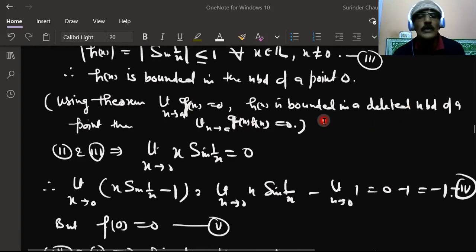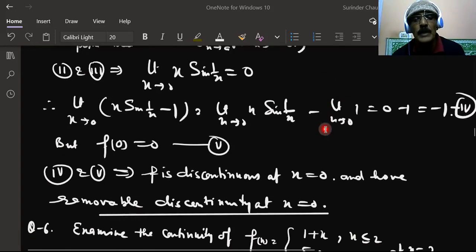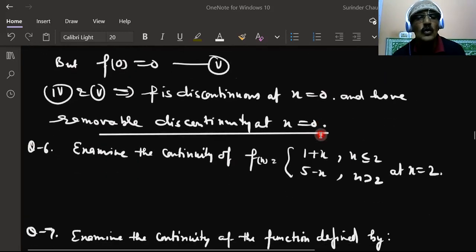This is not continuous; it is discontinuous and has a removable discontinuity at x equal to 0. Examine the continuity of the function f(x) equal to this. This is a polynomial function for x less than or equal to 0. This is a polynomial function for x equal to 0.